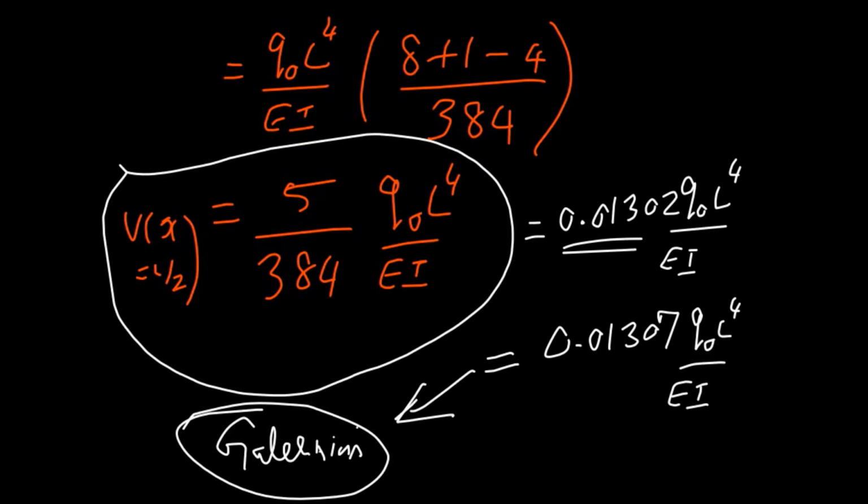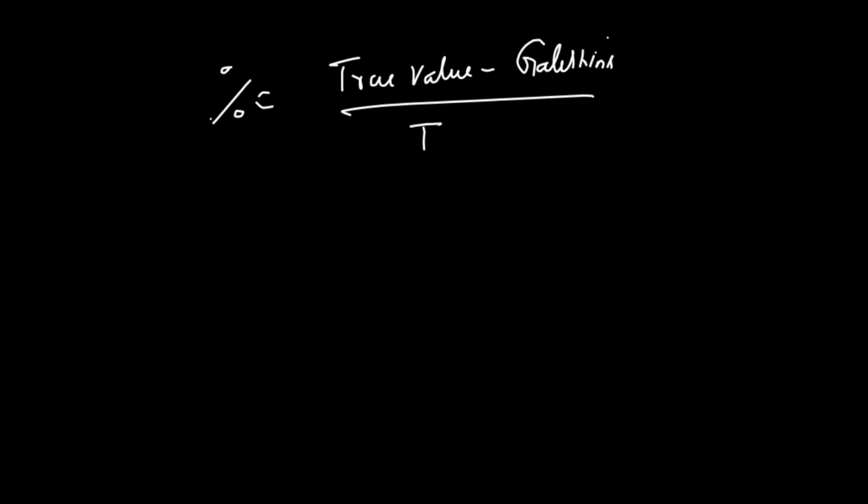Okay, fine. Now, what is the error at the center of the beam by using Galerkin's weighted residual method? So let us calculate that. Let me take a fresh page. The percentage error formula is the true value minus the value obtained by Galerkin's weighted residual method, which I will write as Galerkin's value, divided by the true value. If you want to find the percentage, you have to multiply this by 100.